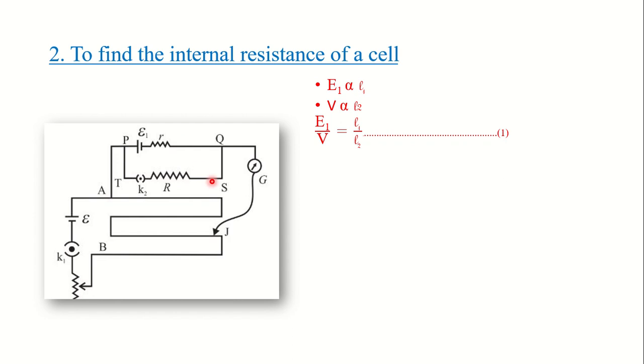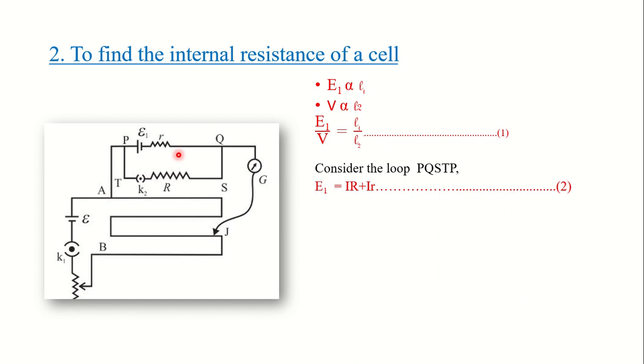Whatever point the galvanometer shows zero deflection on the potentiometer wire is measured as L2. Now what we are getting here will be the potential difference across the resistor. So we will get V is proportional to L2 here, because here the current is flowing through the external resistance. Now dividing these two equations, you will get E1 upon V is equal to L1 by L2.